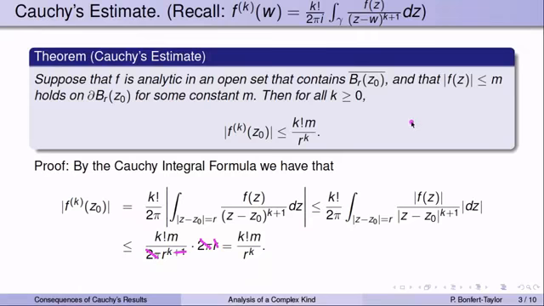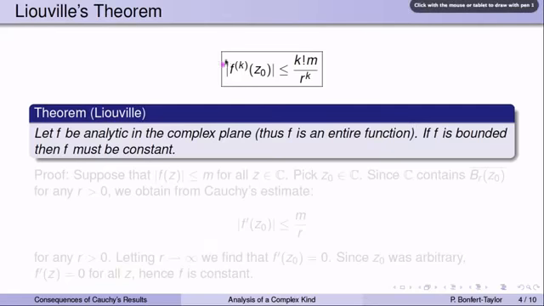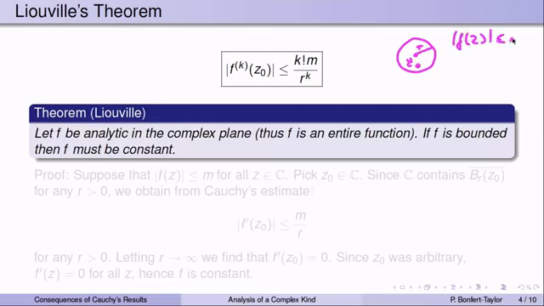So let's see how we can apply Cauchy's estimate to prove some amazing facts. One of them is Liouville's theorem. So here I'm just reminding you of the estimate we just proved. We proved that the kth derivative of f at z0 is bounded above by k factorial times m over r to the k, provided that we had the circle of radius r centered at z0 that fits inside the domain in which f is analytic, and that f of z is bounded above by m for z minus z0 equals r on the boundary of that circle.